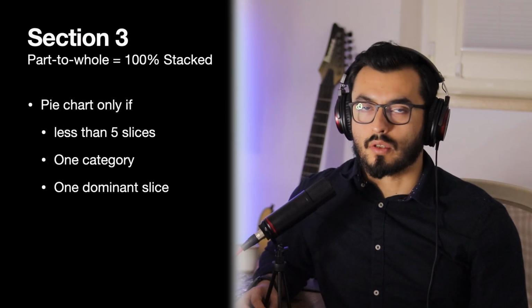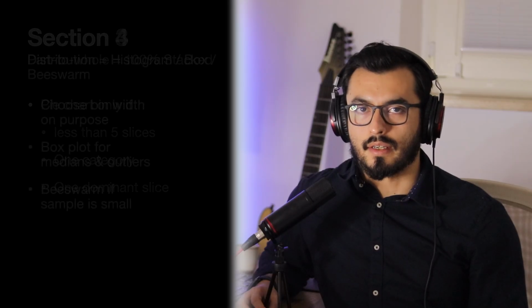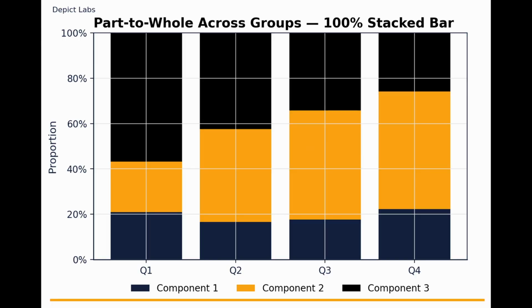Section 3. If you want to express composition across groups, use 100% stacked bars. Only if you have one single category, 5 or fewer slices, and one dominant slice, you can use a pie chart. Remember, if you cannot rank slices by eye, the chart is broken.